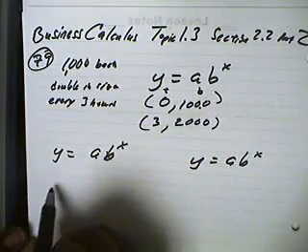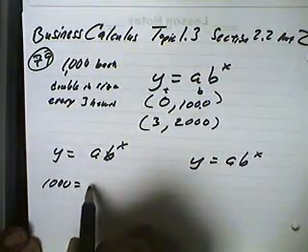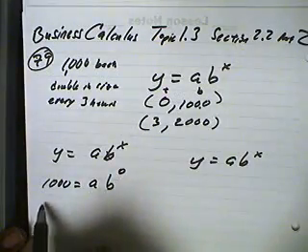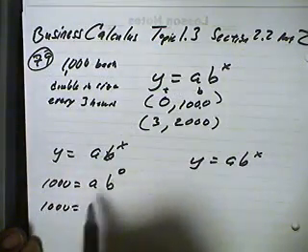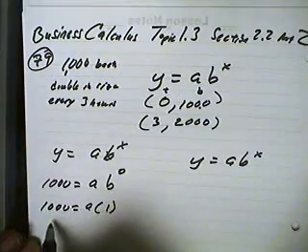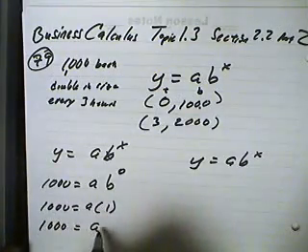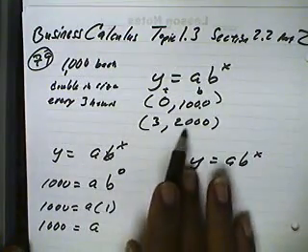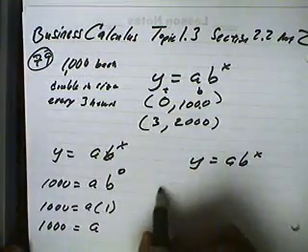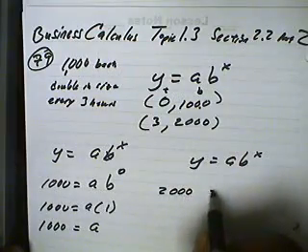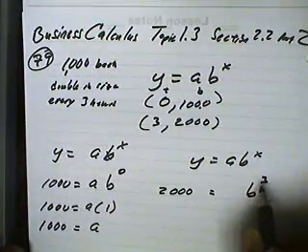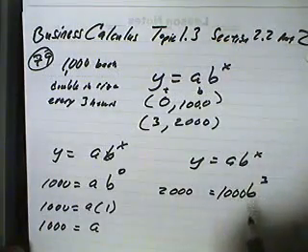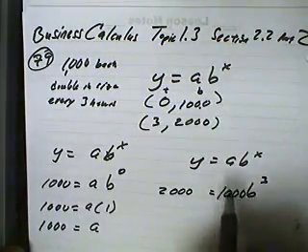All right, so 1,000 here for y, and x will be 0. Well, b to the 0 power is 1, and a times 1 is a, so a is 1,000. Now, I plug in 2,000 for y and 3 for x. The a here will be 1,000. Okay, now I'll solve for b.